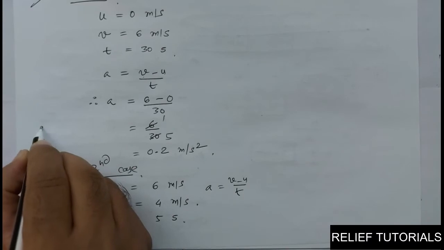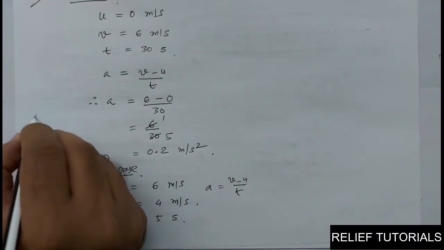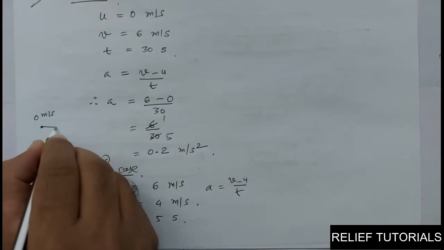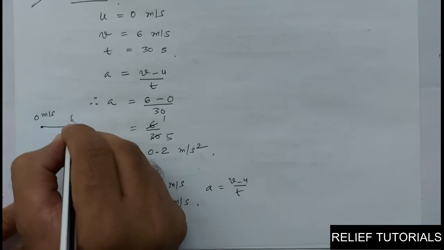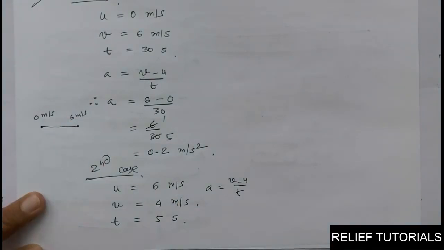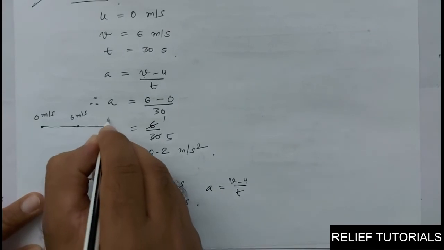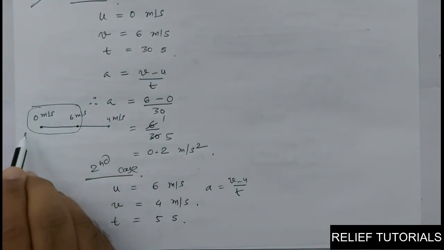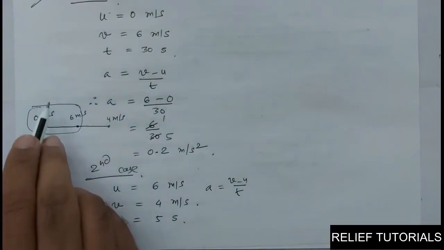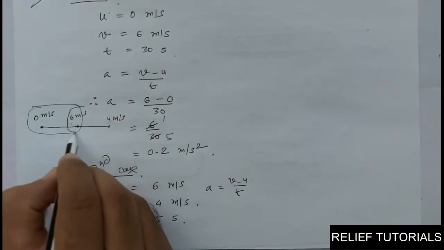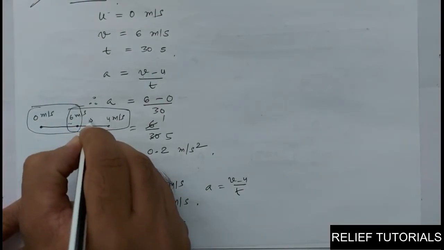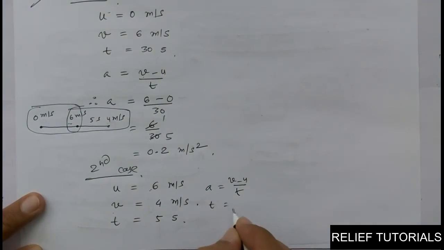Look at this. Let me draw the condition. Initially Rahul was here, where his velocity was 0 meter per second because he is stationary. Then his velocity increases and reaches 6 meter per second. And then the velocity reaches 4 meter per second after the brakes are applied. So can you see two phases are there? This is the first case in which the initial velocity was 0, final velocity is 6. And then in the second case, you have to consider 6 meter per second as the initial velocity and 4 meter per second as the final velocity, and time required is given as 5 seconds. So t is 5 seconds.